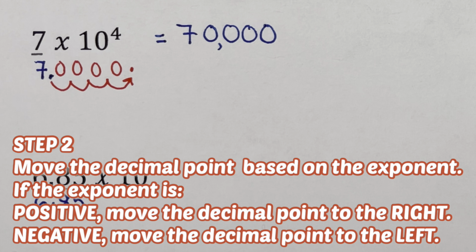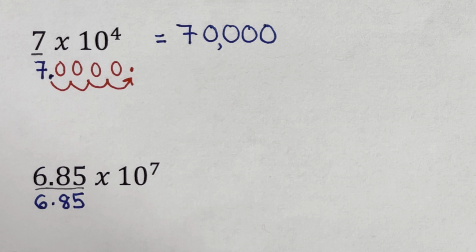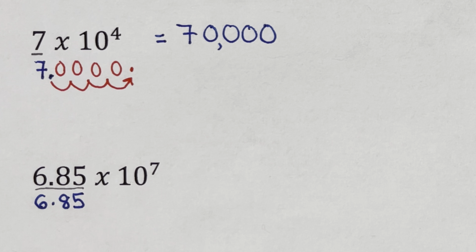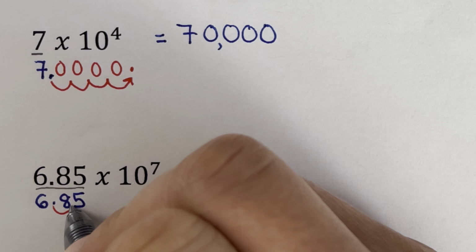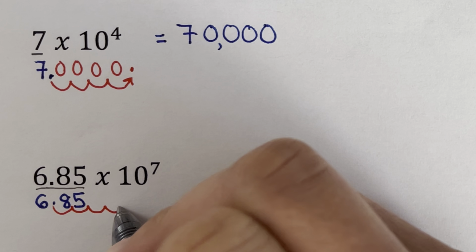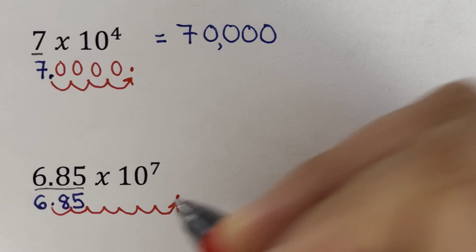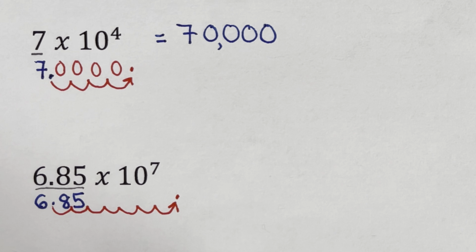The second step states that we move the decimal point based on the exponent. If the exponent is positive, move the decimal point to the right. And if the exponent is negative, move the decimal point to the left. Since this is a positive 7, we're moving the decimal point 7 places to the right. So this is going to be 1, 2, 3, 4, 5, 6, 7. So this is where the dot is gonna sit.